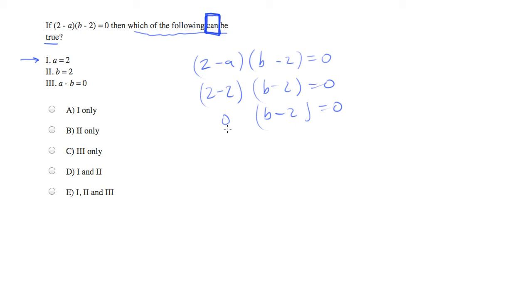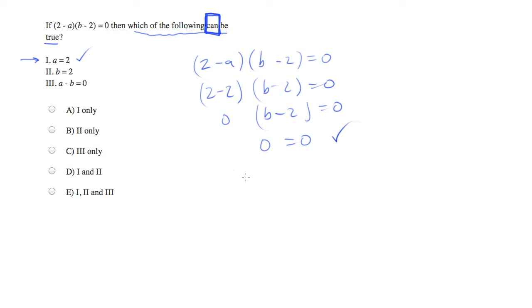Now, if we plug in 2 for a, what we find is that we end up with 0 equals 0, which is true. So when a is equal to 2, the equation is true, which means a certainly could be true.